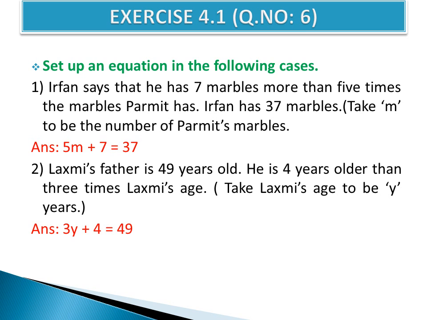So are you understanding? It is like that. Lakshmi's age we are taking as y. 3 times Lakshmi's age means 3y. 4 years older means plus 4. So 3y plus 4 is equal to 49. Okay, this way we have to frame the equations.